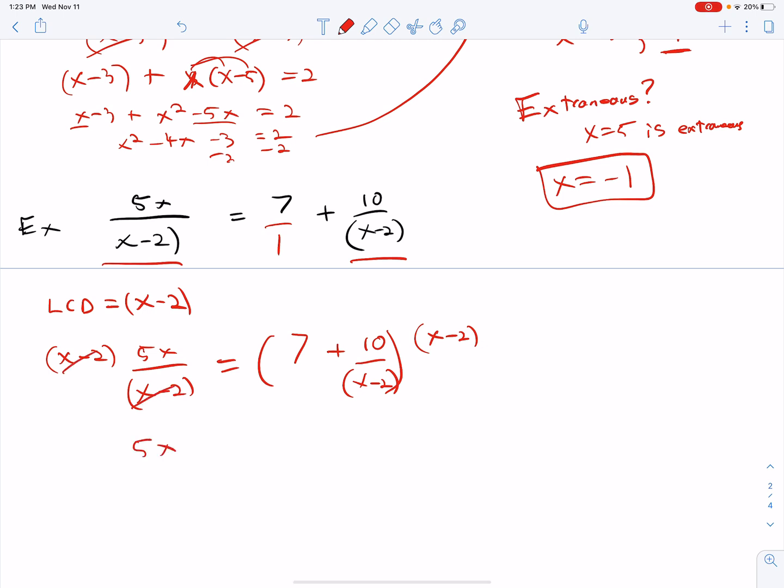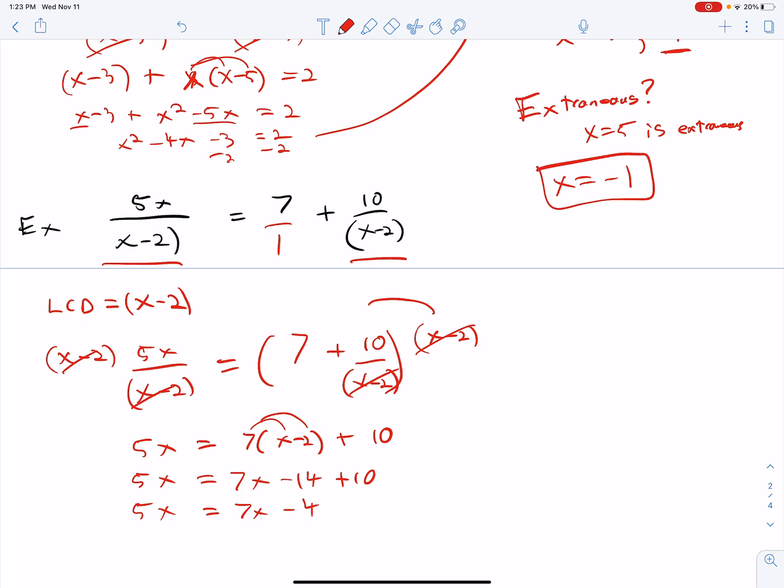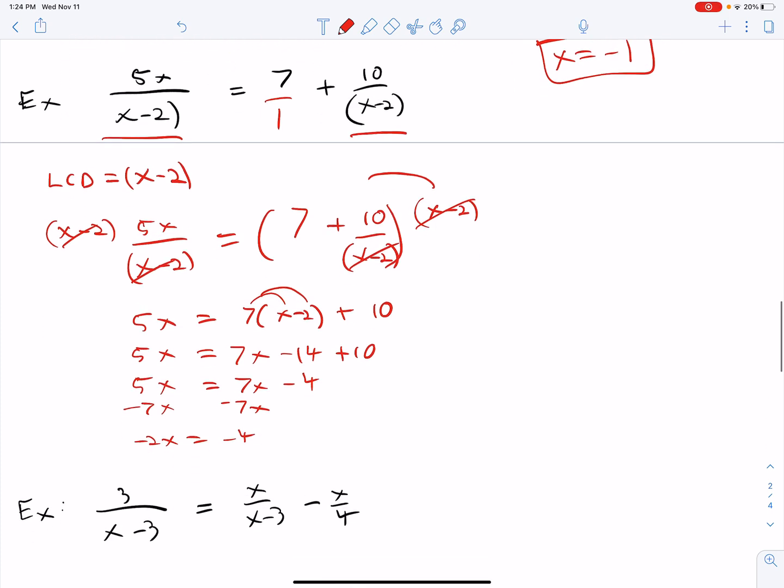We're left with 5x equals, and now we're going to distribute this, so we get 7 times x minus 2 plus, those cancel out, 10. So continuing to work this through, we have 5x equals, we're going to distribute, 7x minus 14 plus 10. That's 5x equals 7x minus 4. We can subtract 7x from both sides. Gives us negative 2x equals negative 4. So divide both sides by negative 2. That gives us x equals 2.